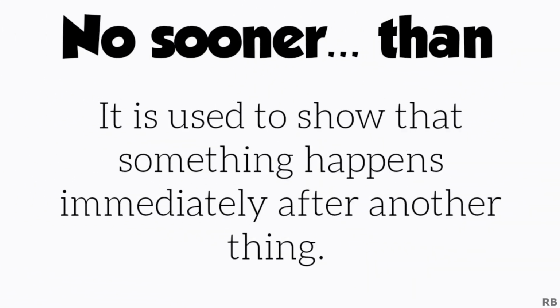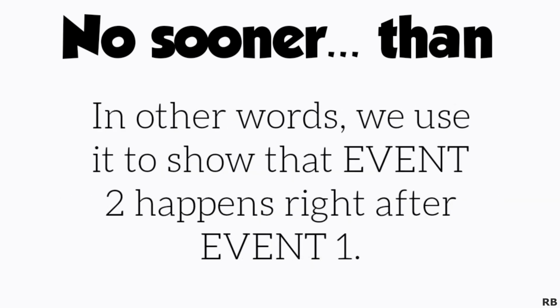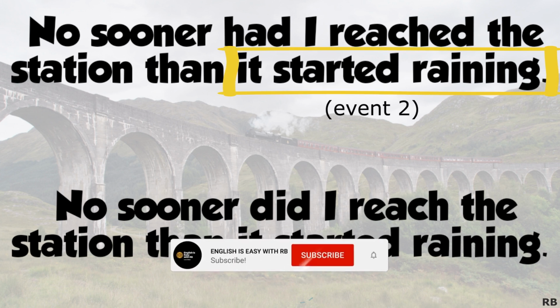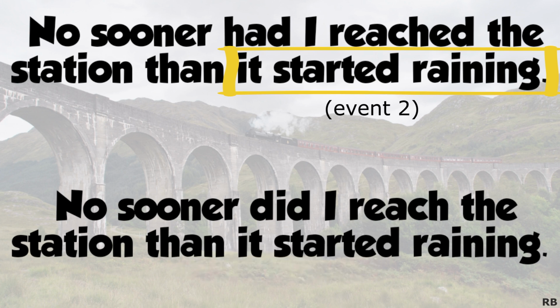"No sooner than" is used to show that something happens immediately after another thing. In other words, it's used to show that the second event happens right after the first event. For example, "No sooner had I reached the station than it started raining." Or we can also say, "No sooner did I reach the station than it started raining."